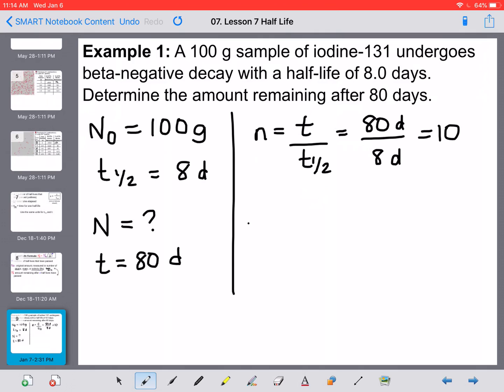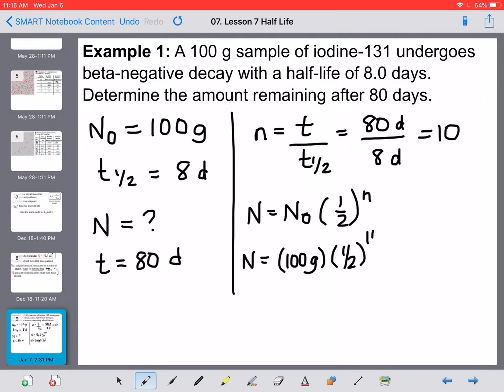Now what we're going to do is we're going to plug our numbers into the half-life formula, which looks like that. So we're going to take the original amount, which is 100 grams, and multiply this by 1/2 to the power of 10.